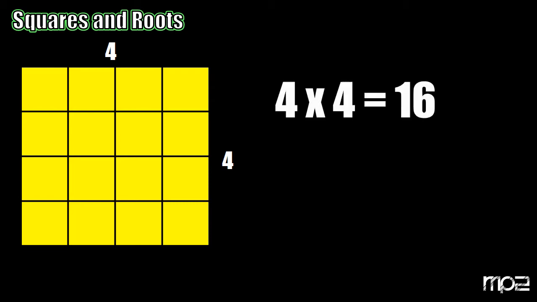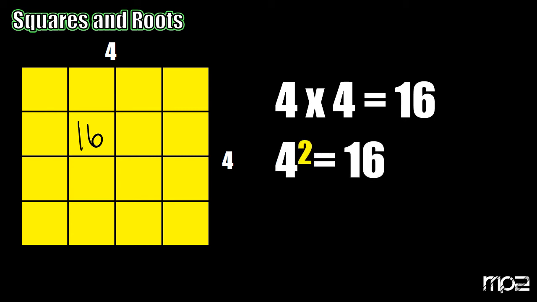You can see the pattern is I'm just adding 1 unit length to each side, giving me the next square being 4 times 4 equaling 16. So 16 is the area of this lovely square. And you guessed it, that 16 is a perfect square number.